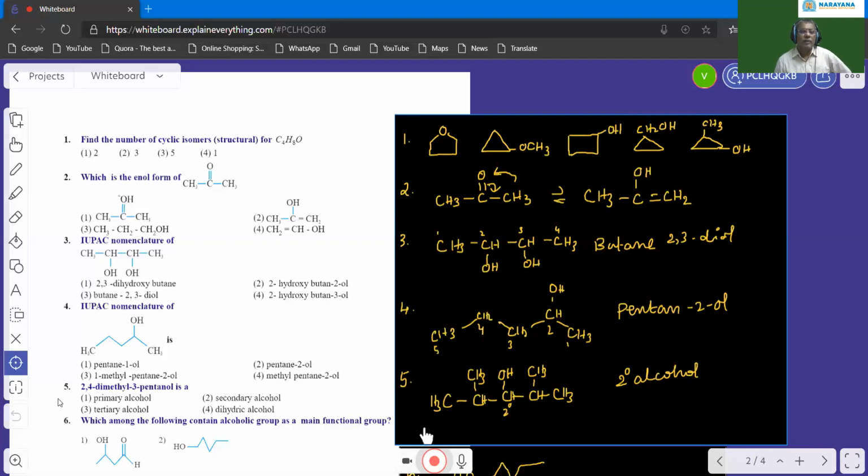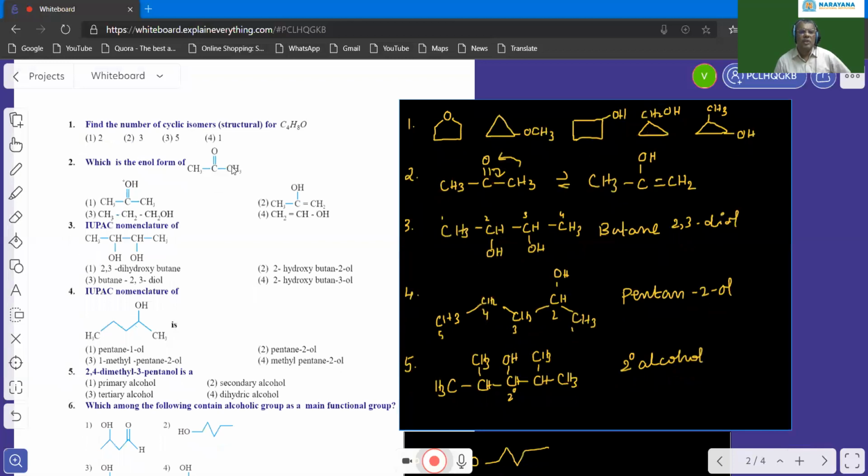And fifth, 2,4-dimethyl-3-pentanol. If you draw the structure for it, you get a structure like this, in which the OH group is attached to a secondary carbon. Because the OH group is attached to a secondary carbon atom, we call it a secondary alcohol.